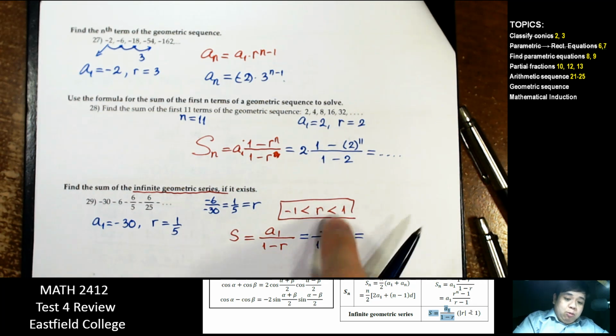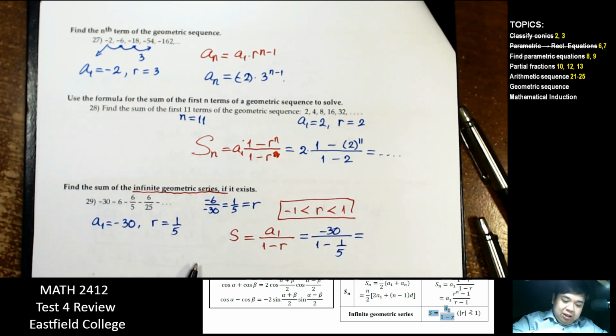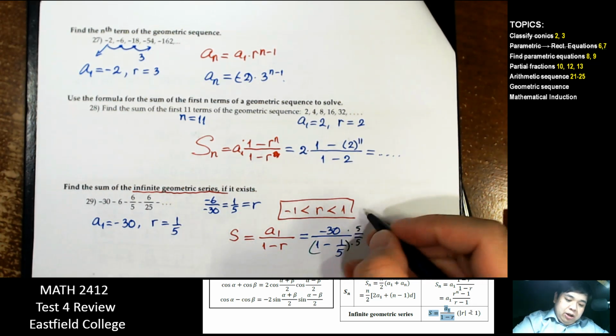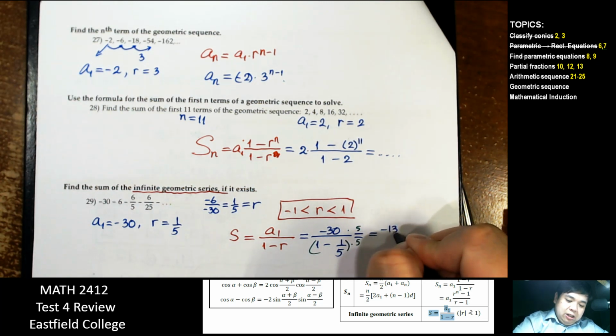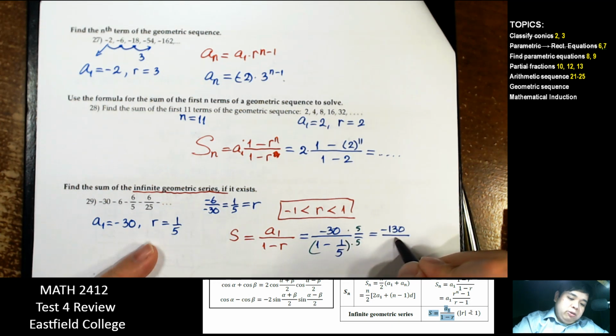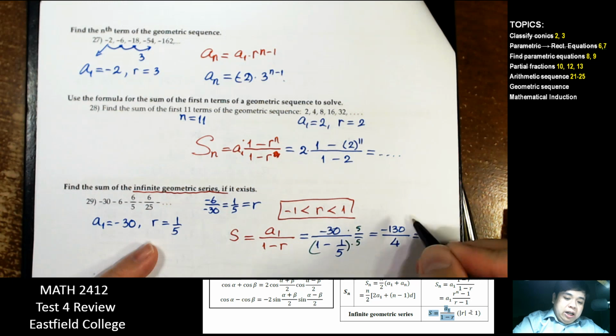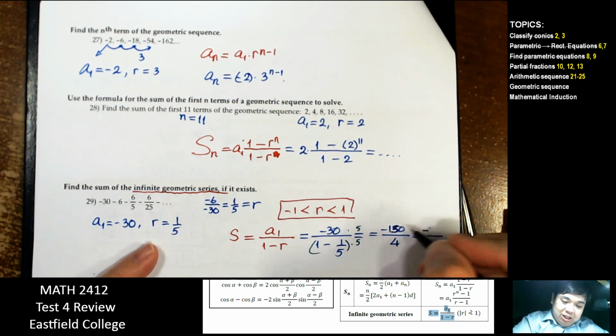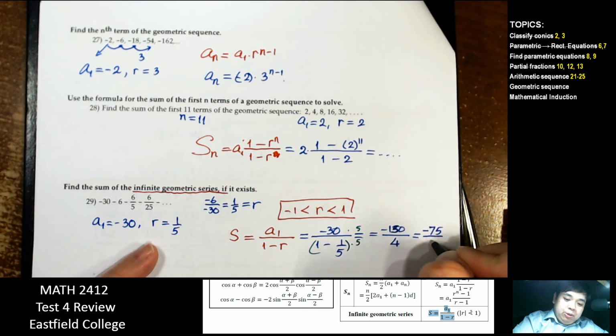Right? I will multiply 5 top and bottom. So I have -150, and then 5 minus 1 will be 150 over 4. Looks like it can reduce by 2. 150, sorry. -75 over 2.